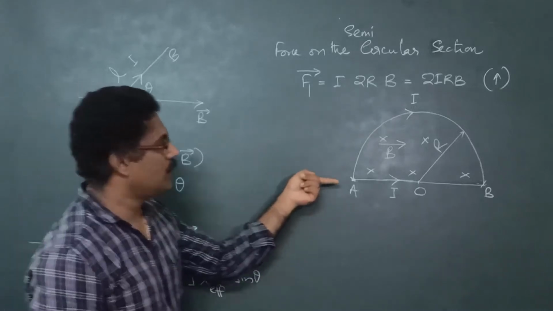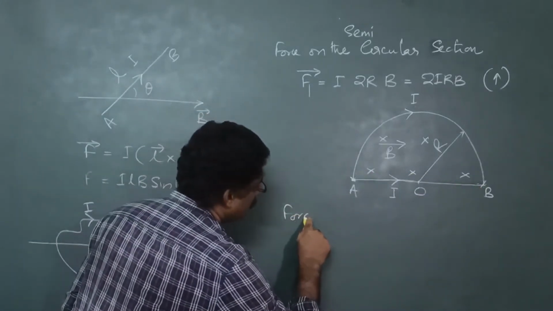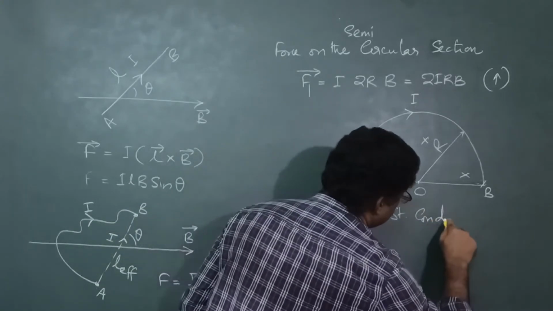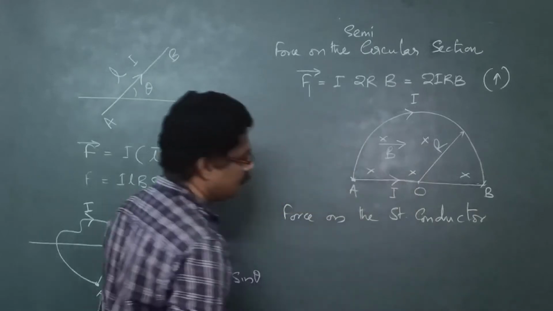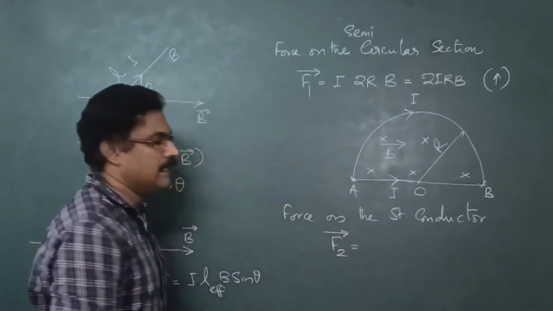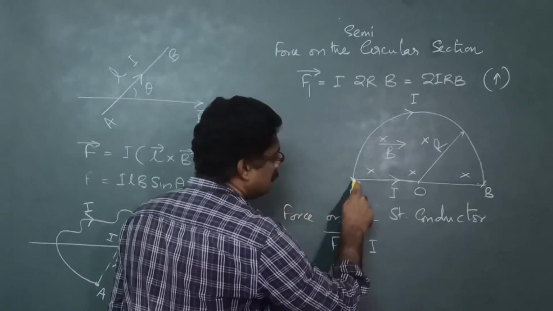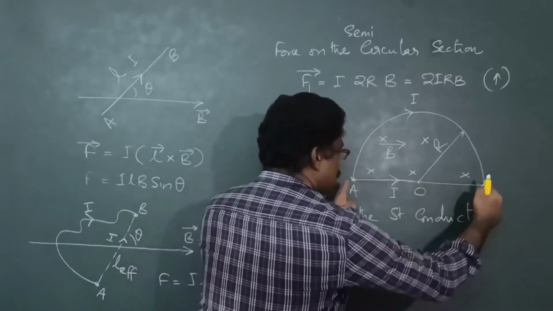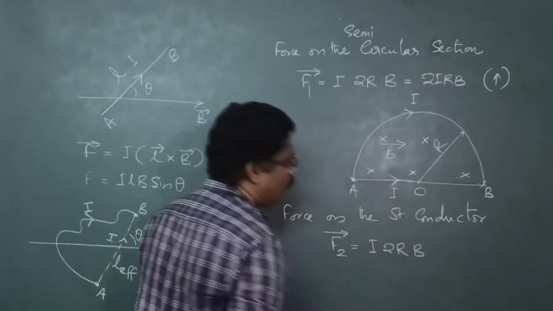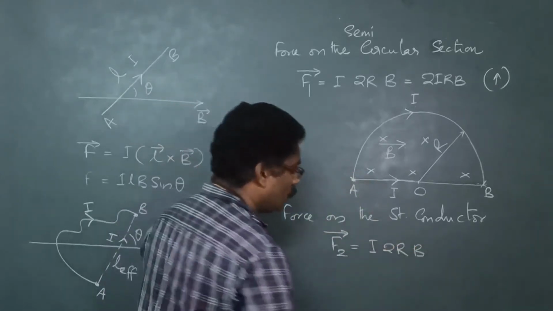Okay. Next we want to find the force on this straight section. So force on the straight conductor. You can take that force as F2 vector. And what is the equation? ILB sine theta. So here the current is again I. What is the length? Length of this straight segment is this much. So that is again 2r. So 2r into B. What is sine theta? That is again 90 degree. So sine 90 is 1. So the answer is what?